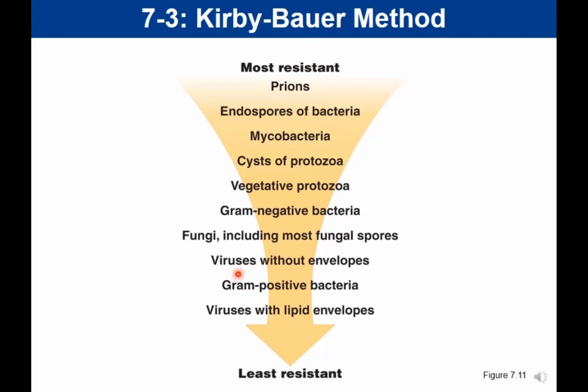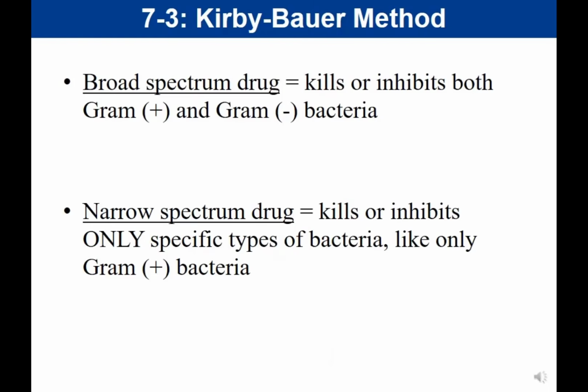So you want to study this slide. This is going to be useful for both lecture and lab. So you might as well study now which organisms are the most resistant, which are the least resistant, and why, what makes those organisms more or less resistant. Go back and review this. You want to know what it means to say a drug is broad spectrum versus narrow spectrum. Broad kills or inhibits both gram positive and gram negative. Narrow spectrum kills only a specific type, like maybe it only affects gram positive in the case of penicillin. You want to understand what those terms mean.